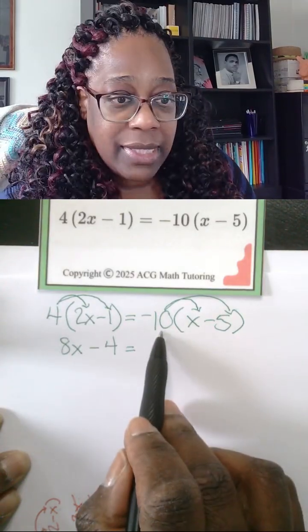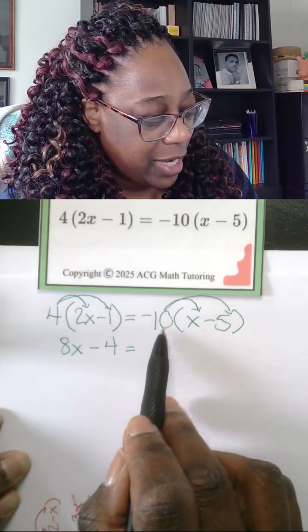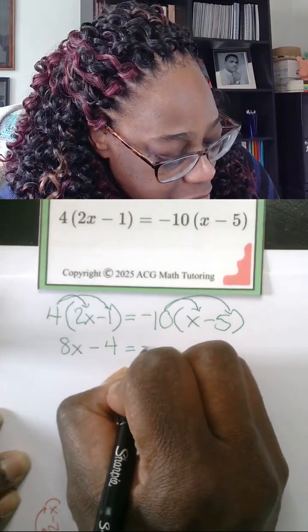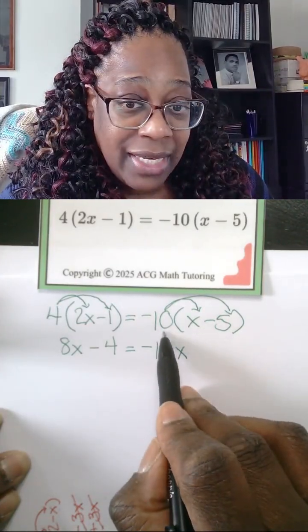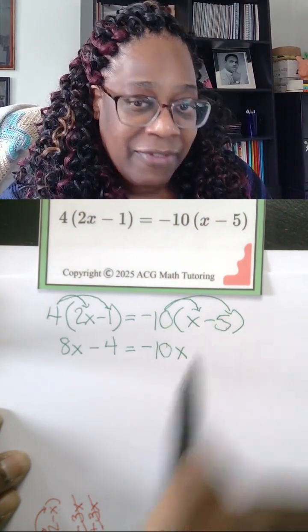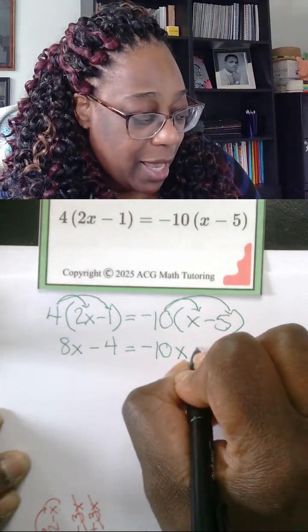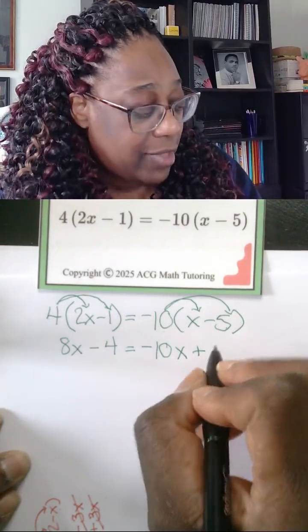So now we're going to take our negative 10 and distribute that, so that's negative 10x. And then we have negative 10 times a negative 5. A negative times a negative gives me positive. 10 times 5 gives me 50.